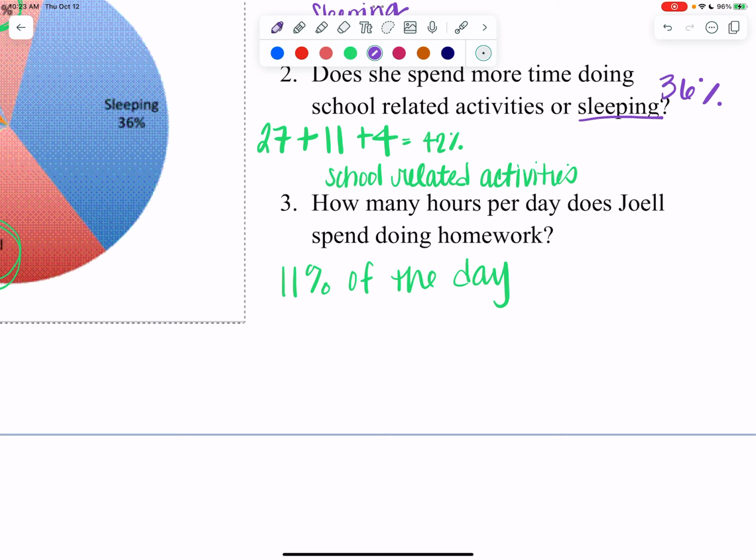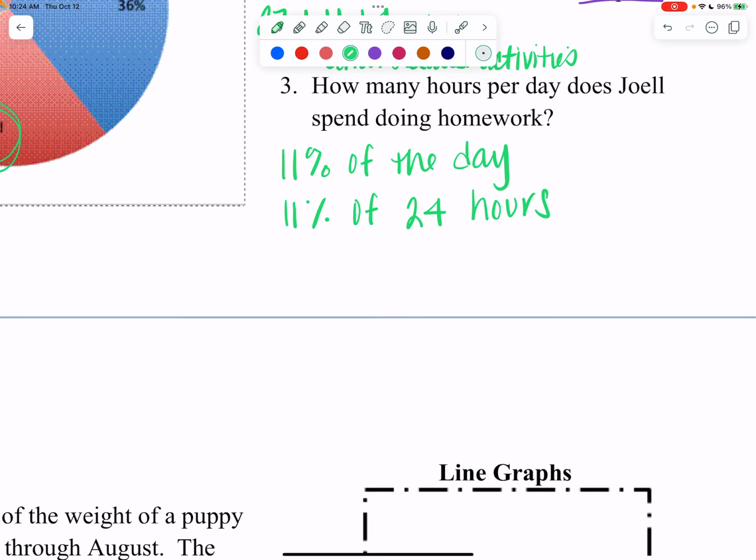Well, we know that there are 24 hours in one day. So we could say she spends 11% of 24 hours doing homework. Now, we just did this in Unit 3. So we can reword this into a question that fits the is over of pattern that we looked at. So we can say 11% of 24 is what?